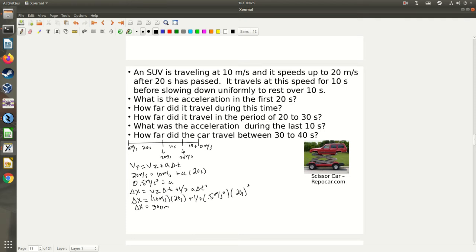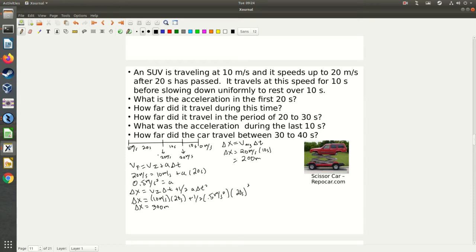Then it says, okay, well, how far did it travel in the period 20 to 30 seconds? So from here to here. Well, it had a constant speed, so I need to use the fact that delta x is equal to V average delta t. Could I use this equation again? Yeah, I could. It'll give you the exact same thing. Your initial velocity, in that case, would be 20 meters a second. Your acceleration would be 0, and you literally get the exact same thing, x equals vt. It's just more convenient to write this out here. So, okay, well then delta x is equal to 20 meters a second times 10 seconds it occurred for, and that's going to be 200 meters traveled.